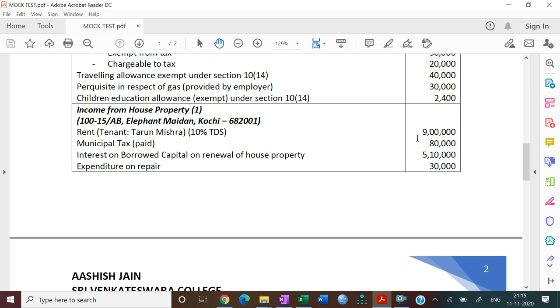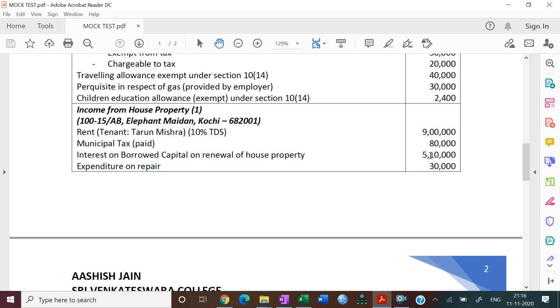Interest on borrowed capital on renewal of house property. As you know very well, class, in the case of let out, there is no limit on the interest on borrowed capital. There is no limit, as well as there is no condition like for which purpose this interest on borrowed capital is taken. So under section 24(b), this entire amount will be deducted.